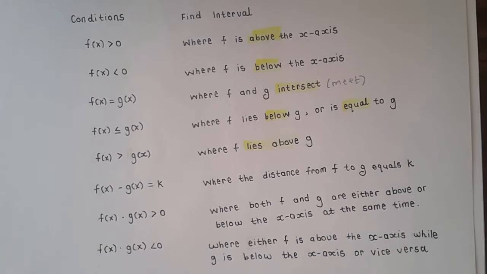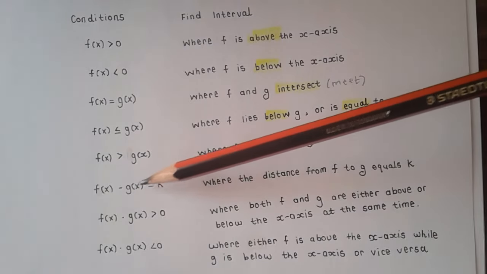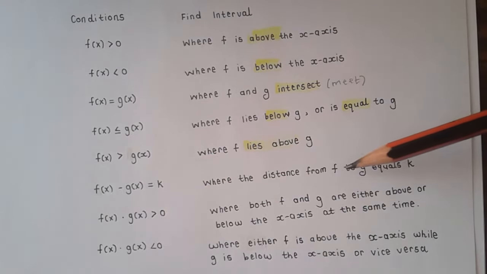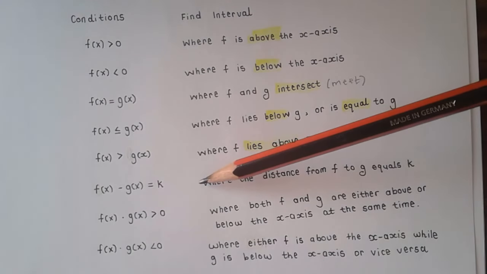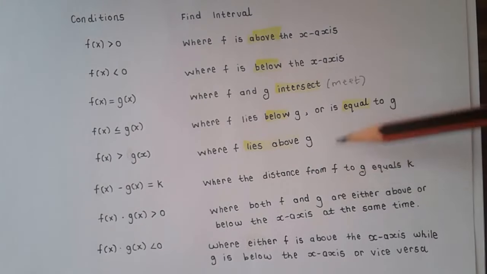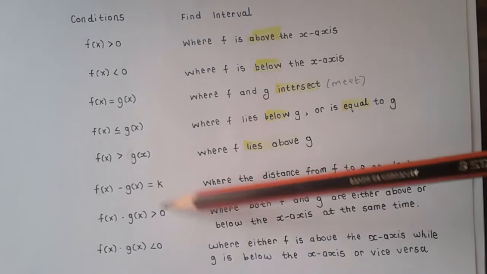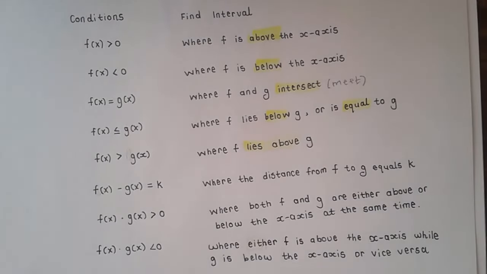Right. And then sometimes you can have this situation where they say f of x minus g of x is equal to some value k. For this one, they're basically just looking for the distance between your two functions. So with this one, basically just focus on the y values, because it's usually just going to be a vertical distance. So that vertical distance is going to equal this specific value k, whether it's 2 or 3 or whatever it is.